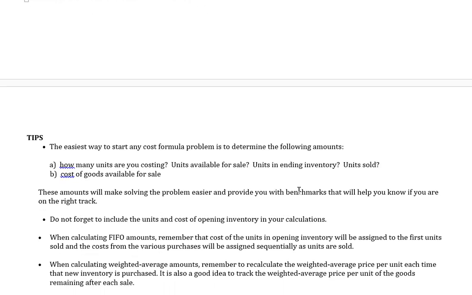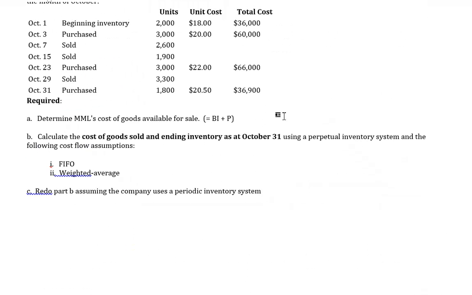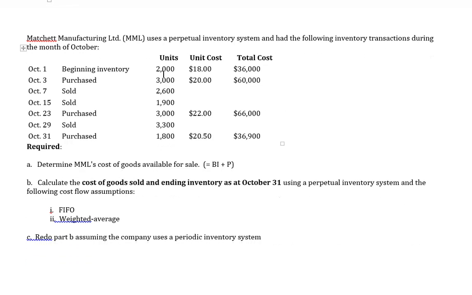So let's go down here first of all before we begin, and these are some of the tips that whenever you're doing a problem with inventory that you might want to consider. The easiest way to start anything, calculate cost of goods sold, ending inventory, first of all, how many units are you costing? So if you went back and looked at our question, we can see here we've got units that are available for sale, and within that we either sold them. So whatever we have available for sale, we either sold it or we didn't.